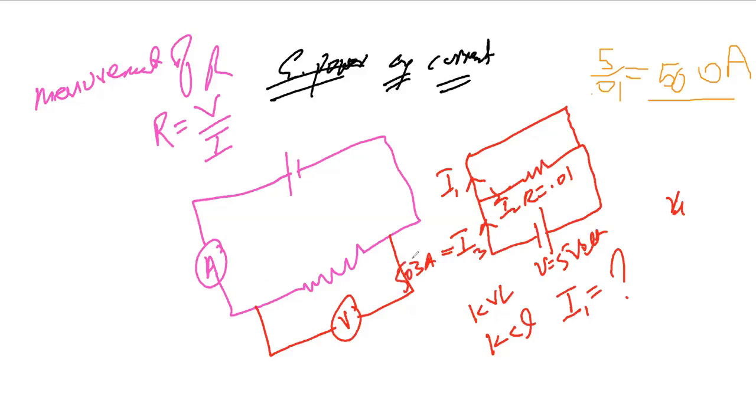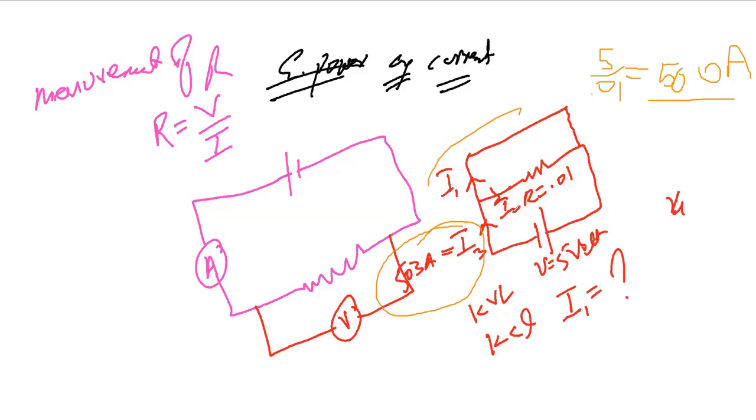500 will go to I2 and 3 will go to I1. But if I say that I1 will be equal to 503, then why did you put I3 here? Look, why did you write it here?